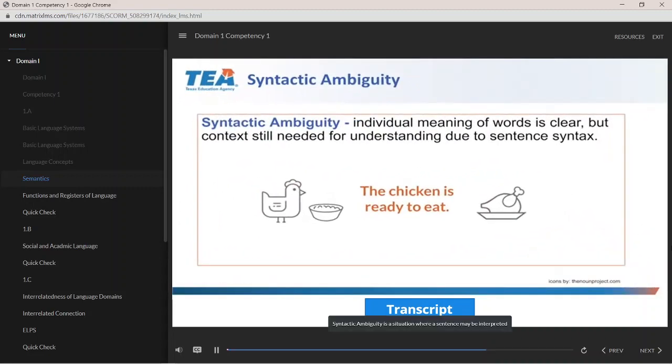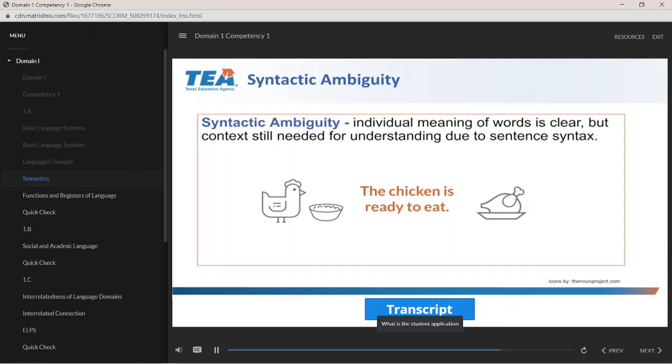Syntactic ambiguity is a situation where a sentence may be interpreted in more than one way due to ambiguous sentence structure. Providing context can often help clarify the meaning of the sentence. Syntactic ambiguity example: "the chicken is ready to eat," meaning the chicken is awaiting its food so that it can eat, or "the chicken has been cooked and is ready for others to eat it."